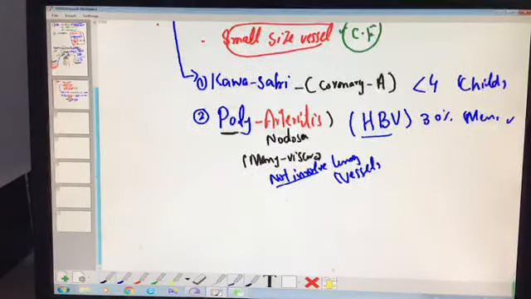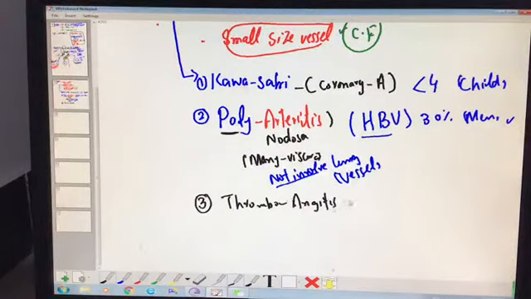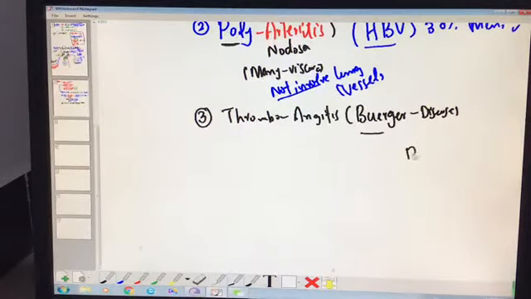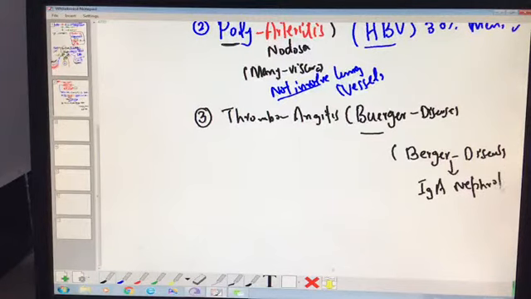And the third condition is thromboangiitis. Thrombo means thrombus formation. Thromboangiitis is also known as Buerger disease. The pronunciation is quite similar to another disease, so do not confuse Buerger disease with Berger disease. Berger disease is a totally different thing. The real name of Berger disease is IgA nephropathy.